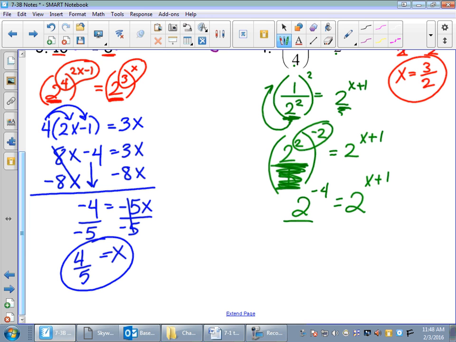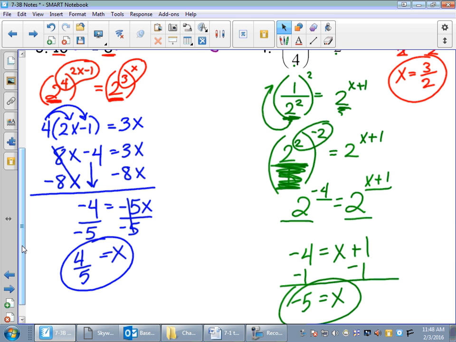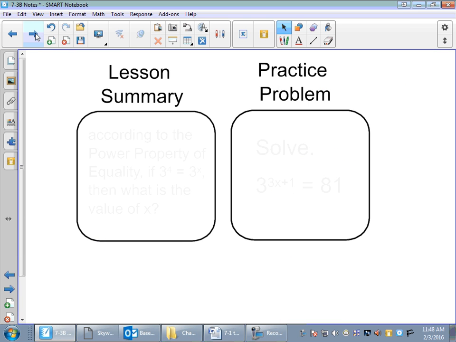So if this 2 is equal to this 2, then that negative 4 is equal to that x plus 1. So that's where my equation comes into play. Negative 4 is equal to x plus 1. Subtract 1 from both sides. X is equal to negative 5. And there you have it. All right, so I know they're a little tricky. They require more thinking. The mathematical part isn't too difficult. It's more of the thinking part.